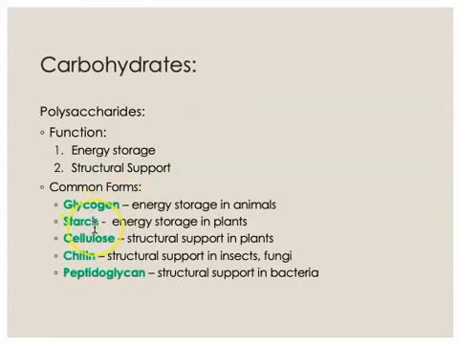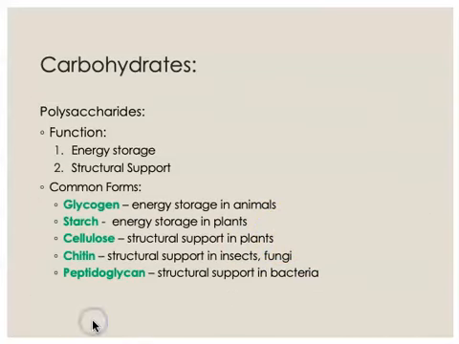Glycogen and starch are energy storage forms of polysaccharide. Glycogen is the form that's found in animals. Starch is the form that's found in plants. Cellulose, chitin, and peptidoglycan are structural support polysaccharides. Cellulose provides the structural support in plants. It helps form the cell wall.